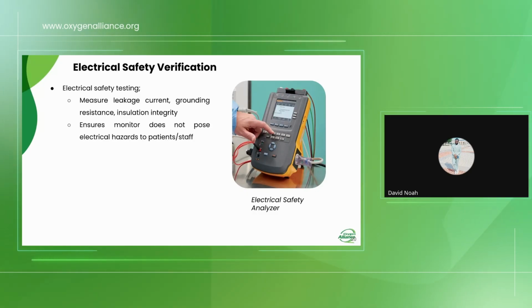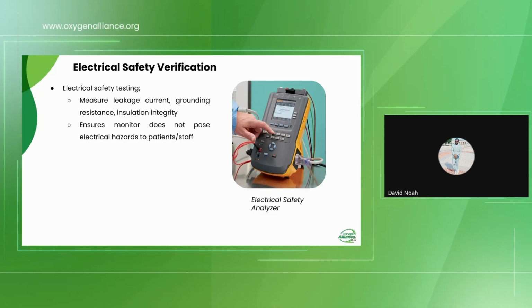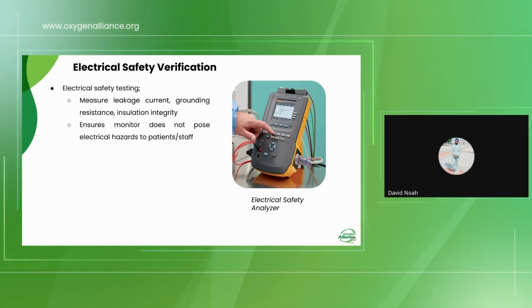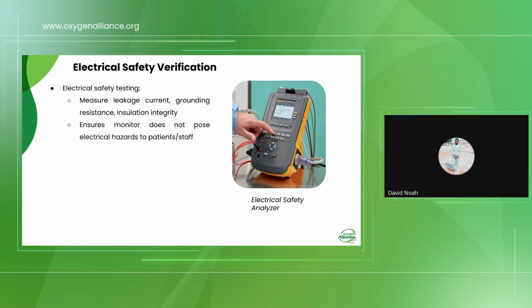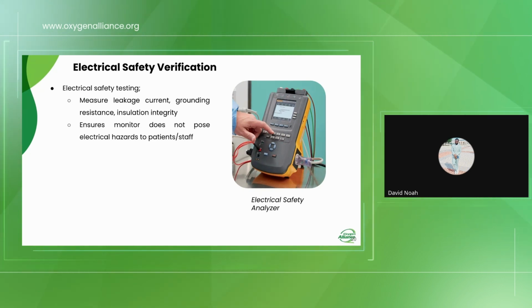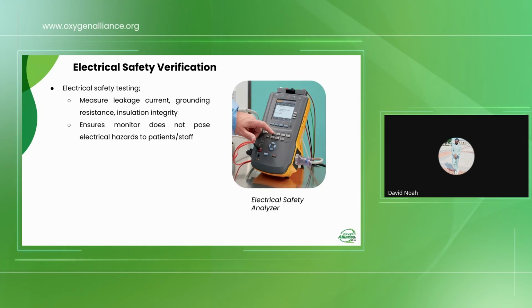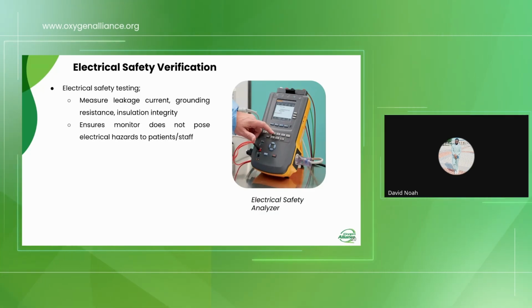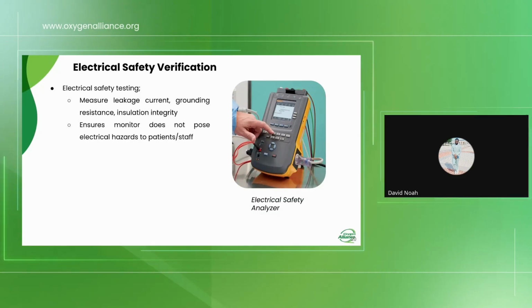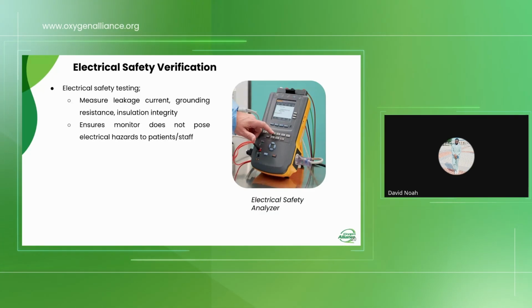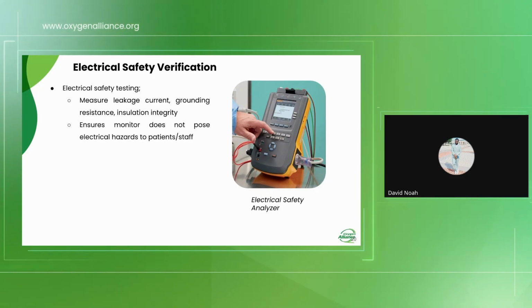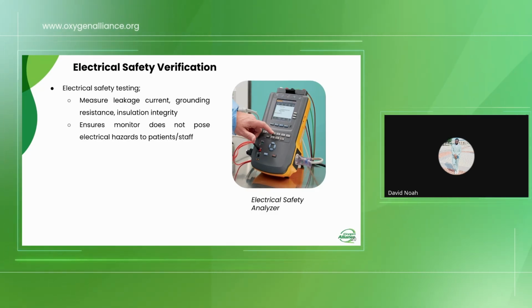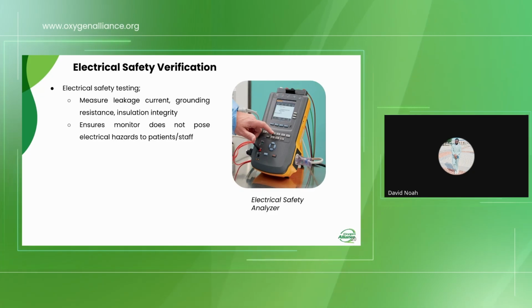For electrical safety testing, we measure the leakage current using the electrical analyzer. You can see in the image the electrical safety analyzer, which is used to measure the leakage current, the grounding resistance, and insulation integrity. This ensures that the monitor does not pose electrical hazards to patients or staff.